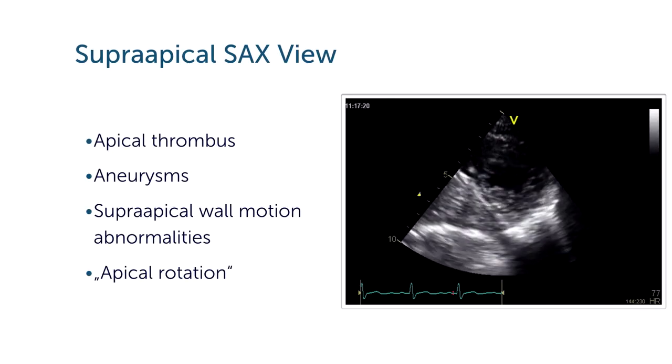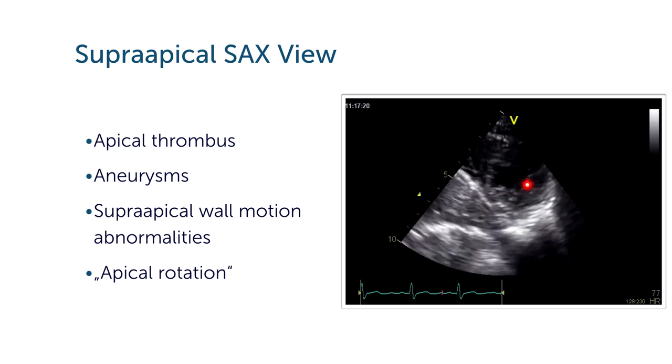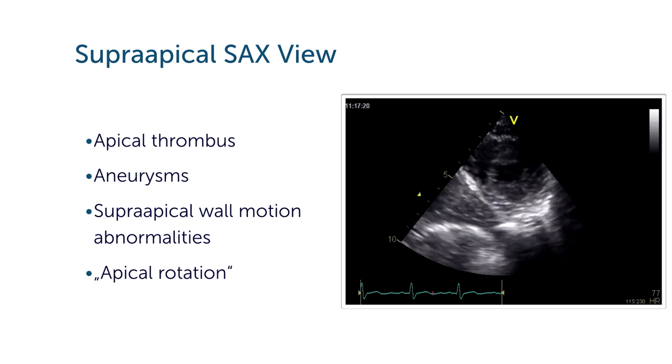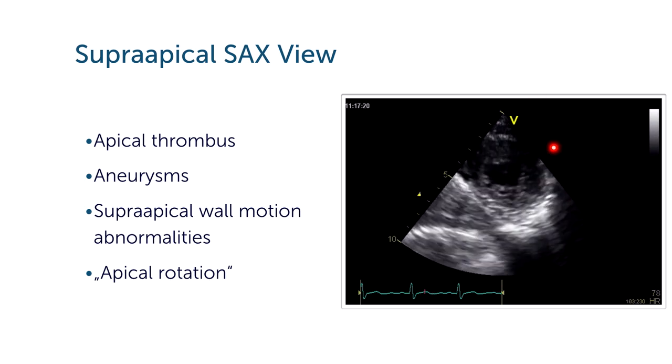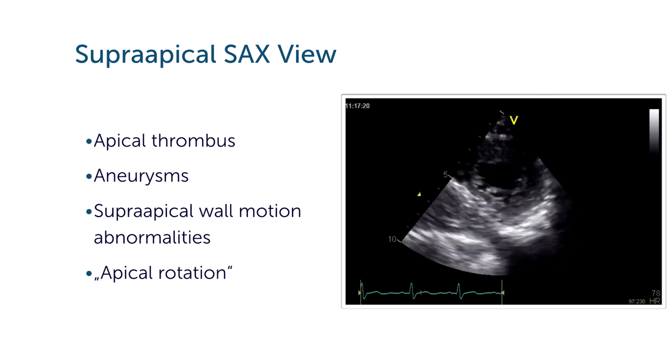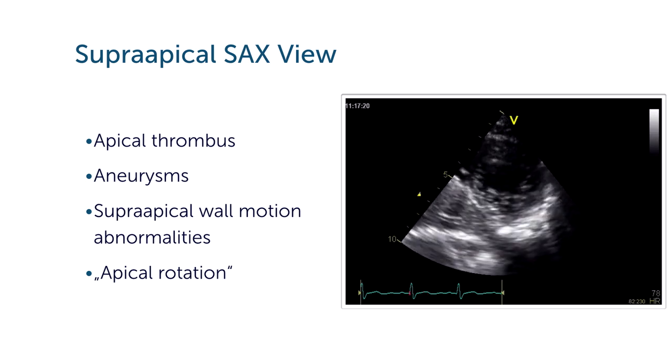So as a short review, here again is this view where you're seeing a rather small ventricle. This is the cut plane where you would detect, for example, an apical thrombus, maybe an aneurysm, or even wall motion abnormalities. And one thing that has also been looked at is the rotational motion of the apex, which can be indicative of a dysfunctional left ventricle.